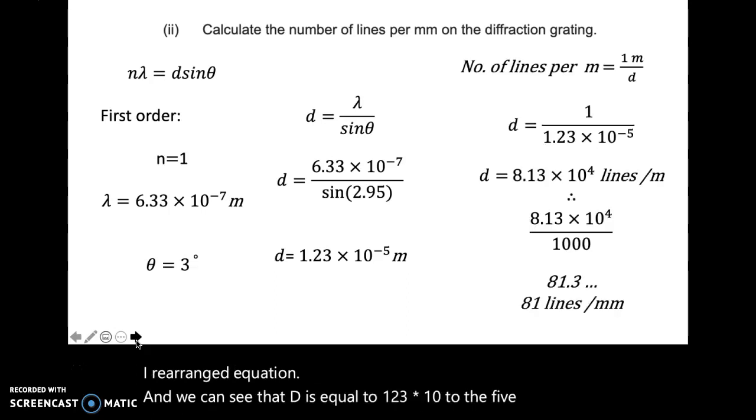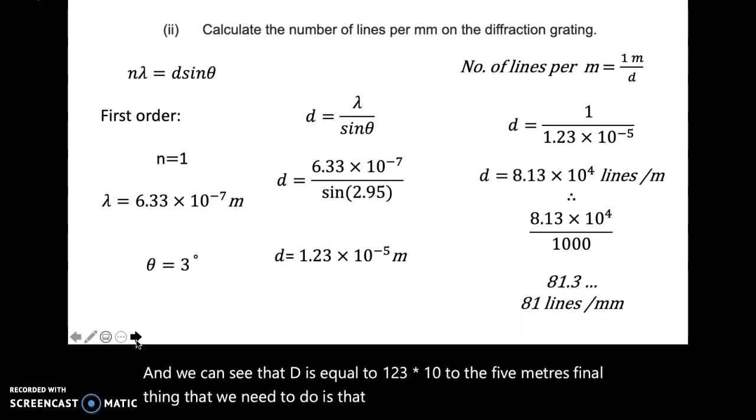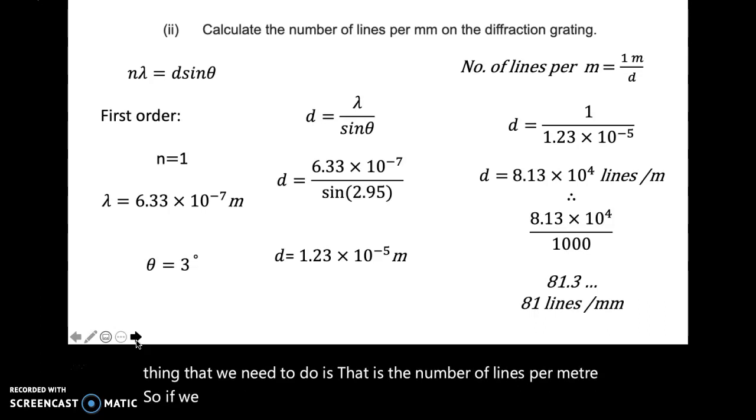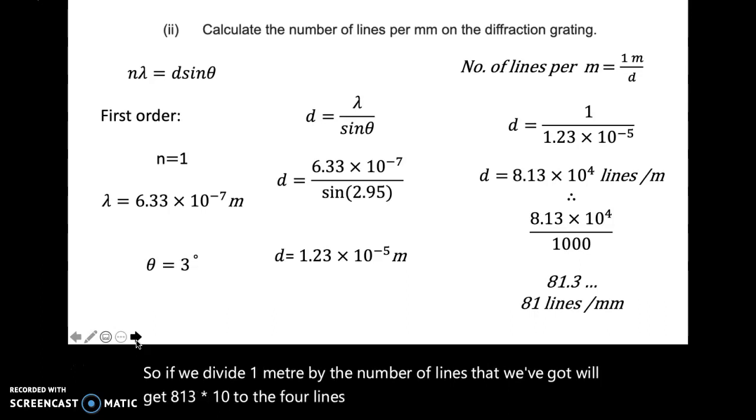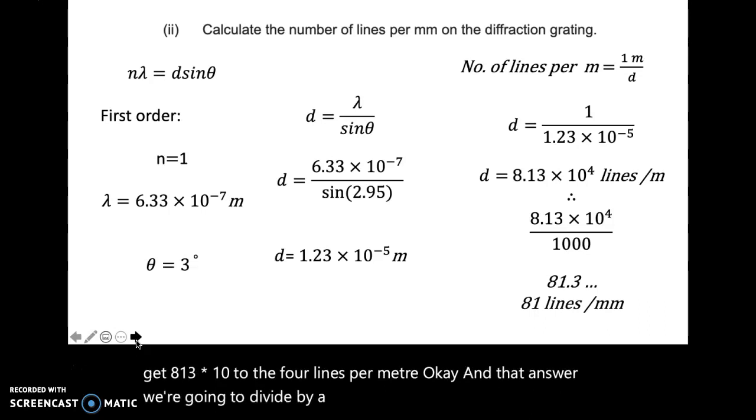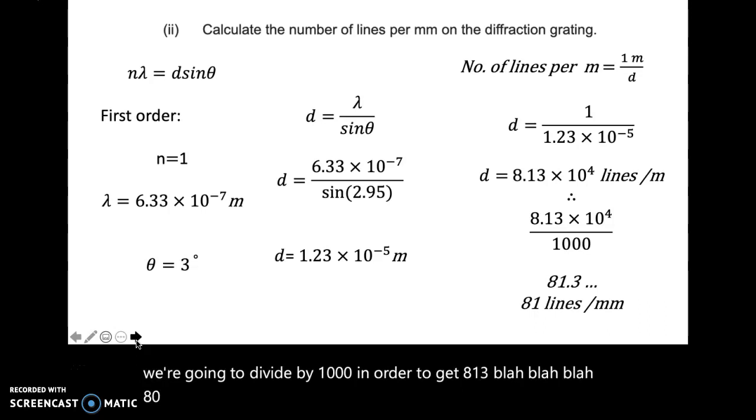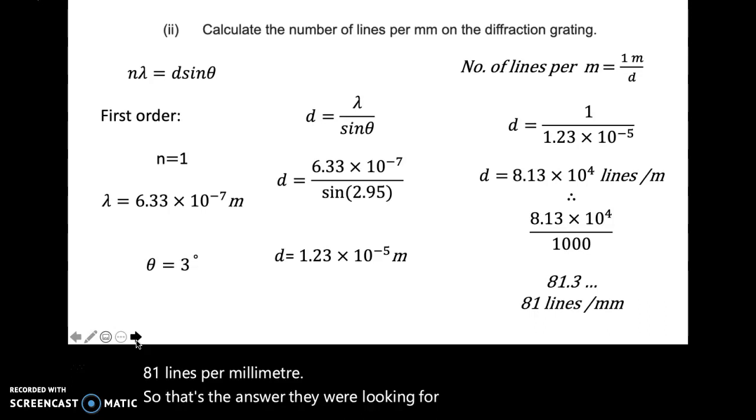Final thing that we need to do is that is the number of lines per meter. So if we divide 1 meter by d, we'll get 8.13 times 10 to the 4 lines per meter. Okay, and that answer we're going to divide by 1,000 in order to get 81.3, so 81 lines per millimeter. So that's the answer that we're looking for there. 3 steps that you need to do for that.